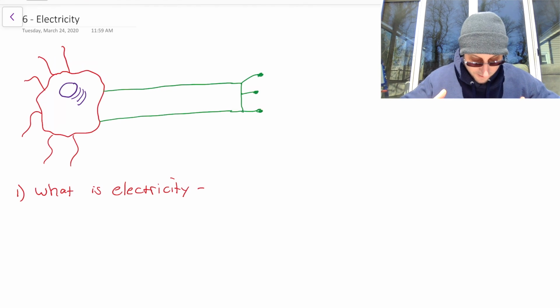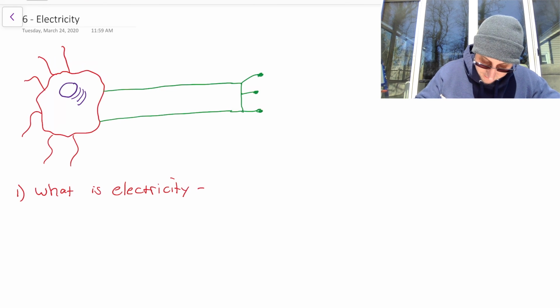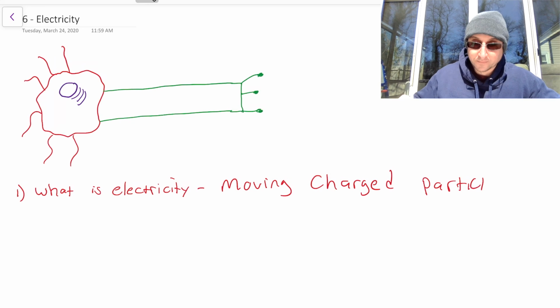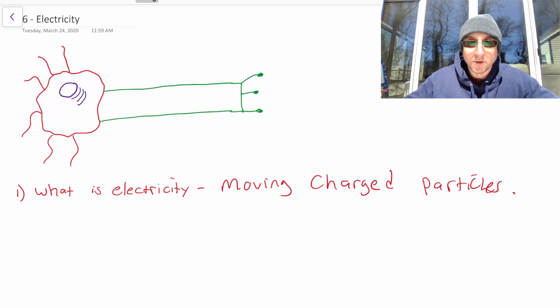So I drew out a neuron over here. I have what is electricity, and all electricity is moving charged particles. So moving charged particles. What does that mean?